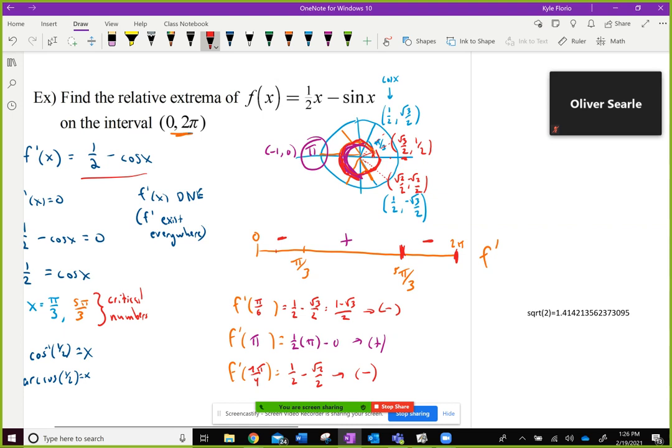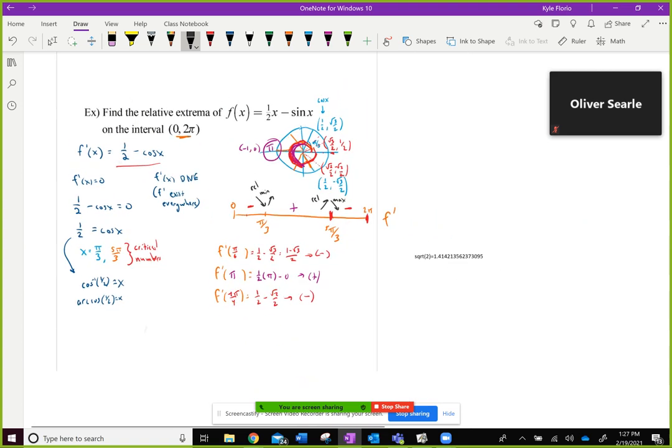So what this tells me is that the relative extrema of my function, I have 1 at pi over 3, and I know I have 1 at pi over 3 because it goes from decreasing to increasing. So we're going to have a relative min. And then at 5 pi over 3, the derivative is 0, but the function before that was increasing, and then it was decreasing, so we have a relative max. So we can answer our question.